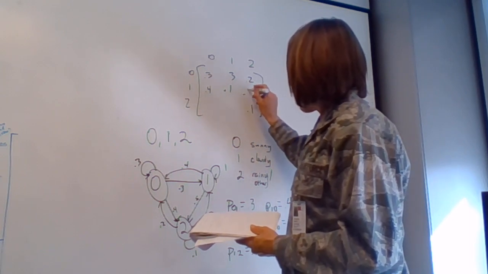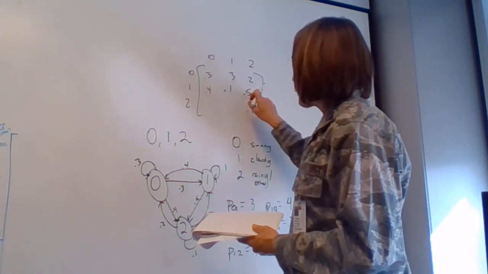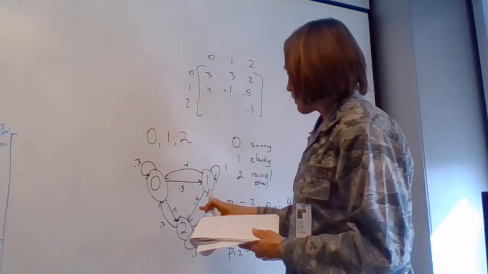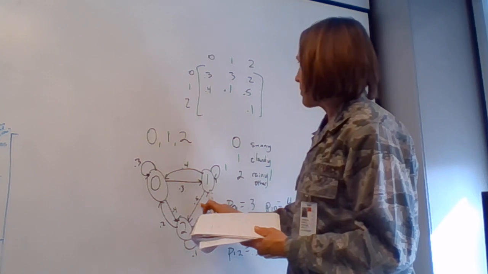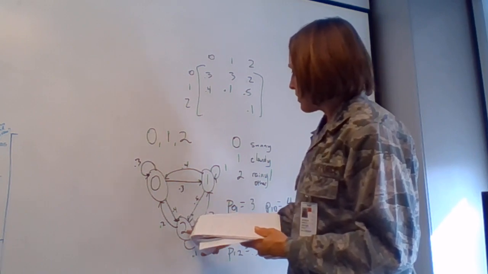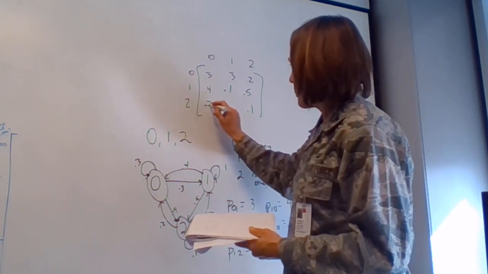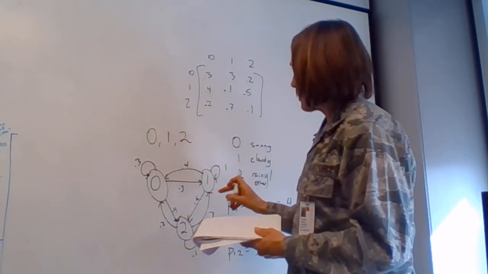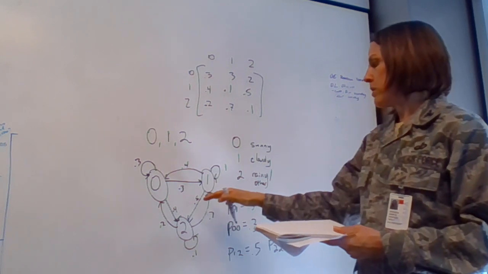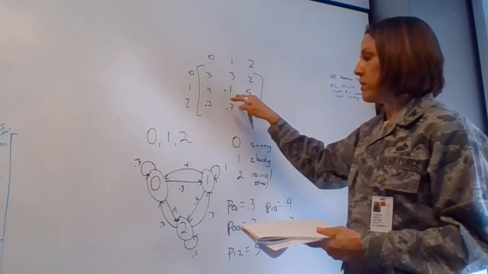This will be 0.5, going from 1 to 5. Sorry, it's the rows that sum up to 1. So going from 1 to 2 has probably 0.5. Going from 2 to 0, probably 0.2. So this should be 0.7. Sure enough, there it is. Okay, so that's how we get from our transition diagram to our transition matrix.